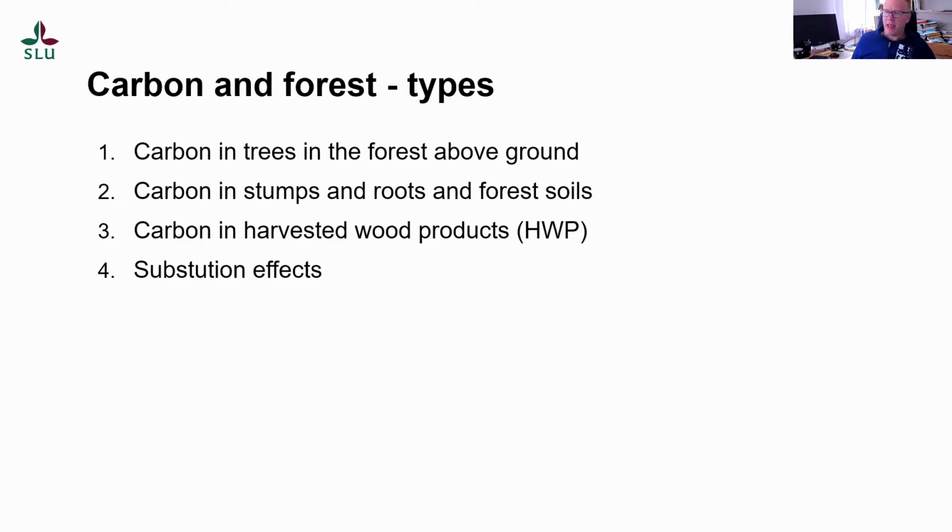And if you make some cuttings and deliver timber and pulpwood, it's harvested wood products. It's not the case that all the harvested wood products are burnt, for instance, and go directly as carbon dioxide to the atmosphere. There is also storage in harvested wood products. And this is also much discussed, the substitution effects, if you're using wood instead of something else that is based on fossil fuel, for instance.